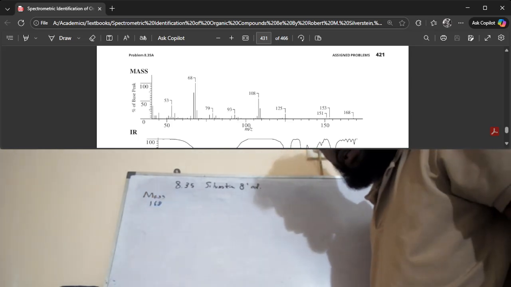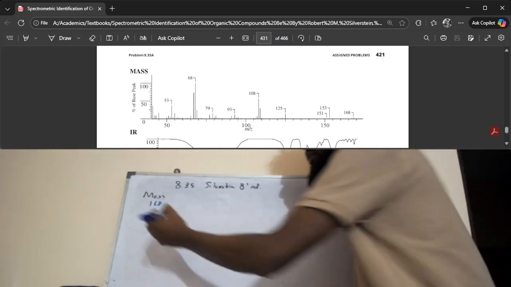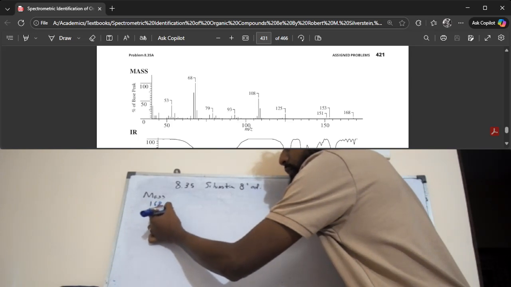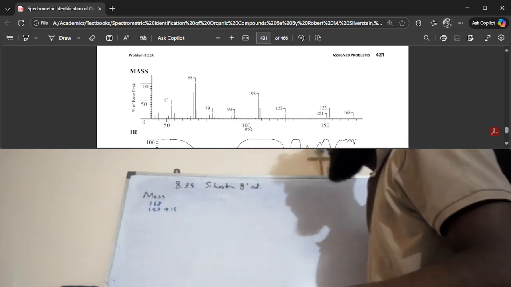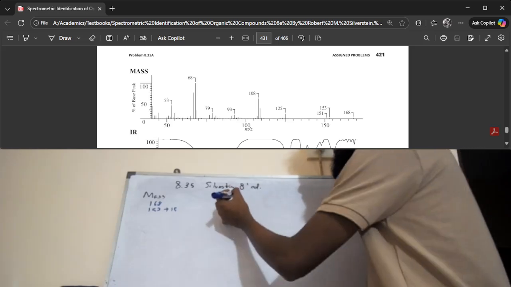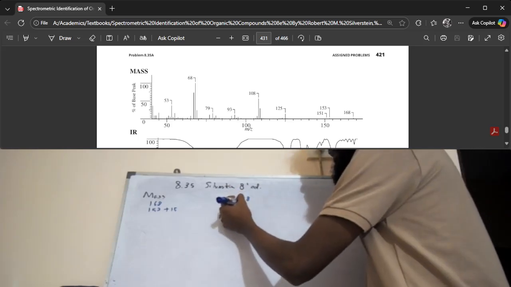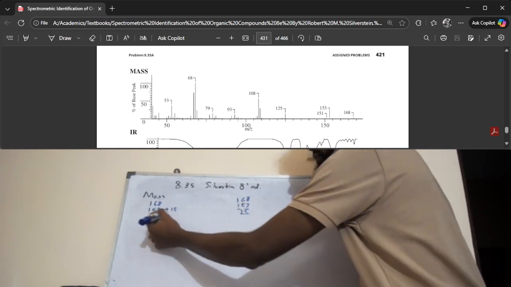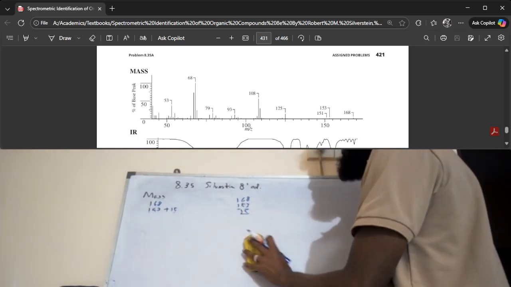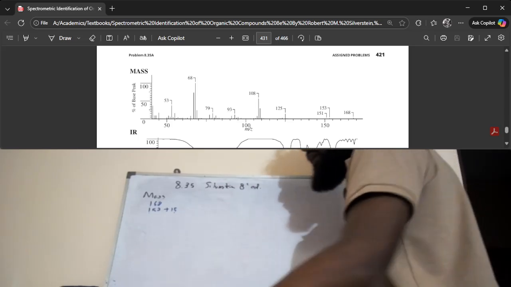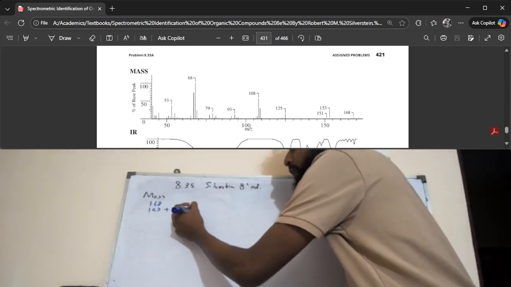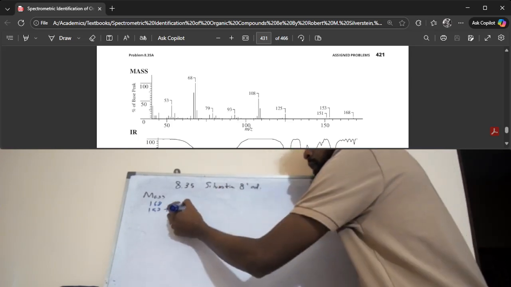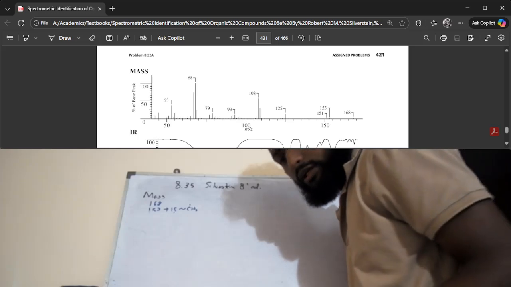We'll also take note of the other peaks. There's a peak at 153. If you consider the difference between 168 and 153, that is 15. So I'm going to write 168, 153 plus 15. That 15 might be a CH3 radical that was removed. Maybe.